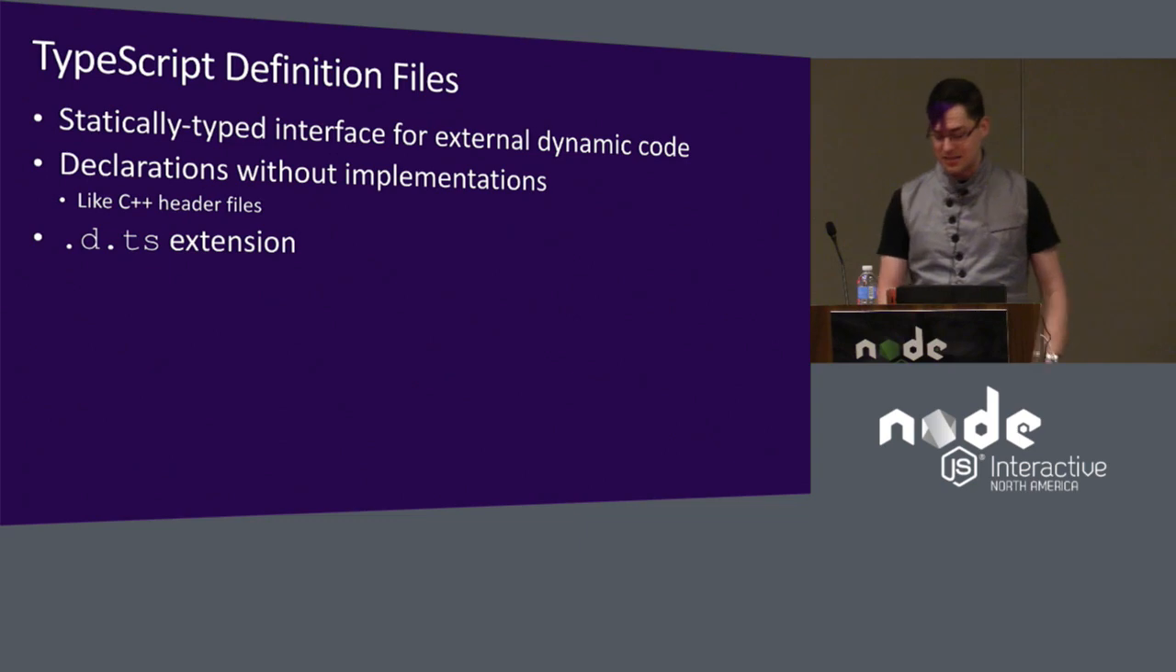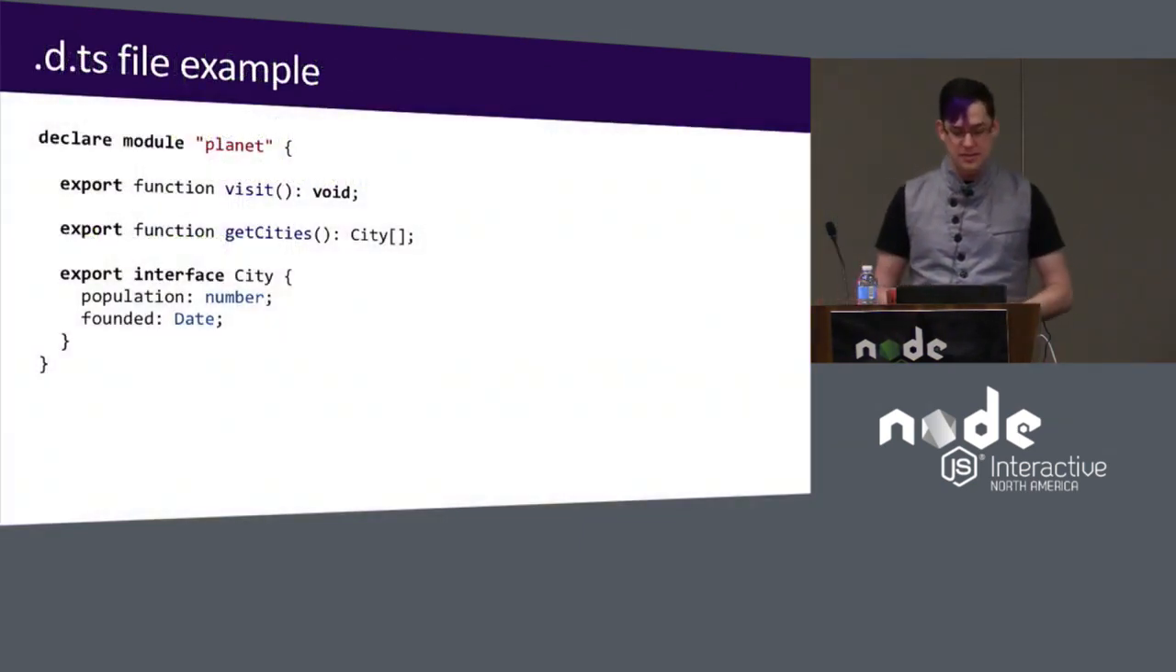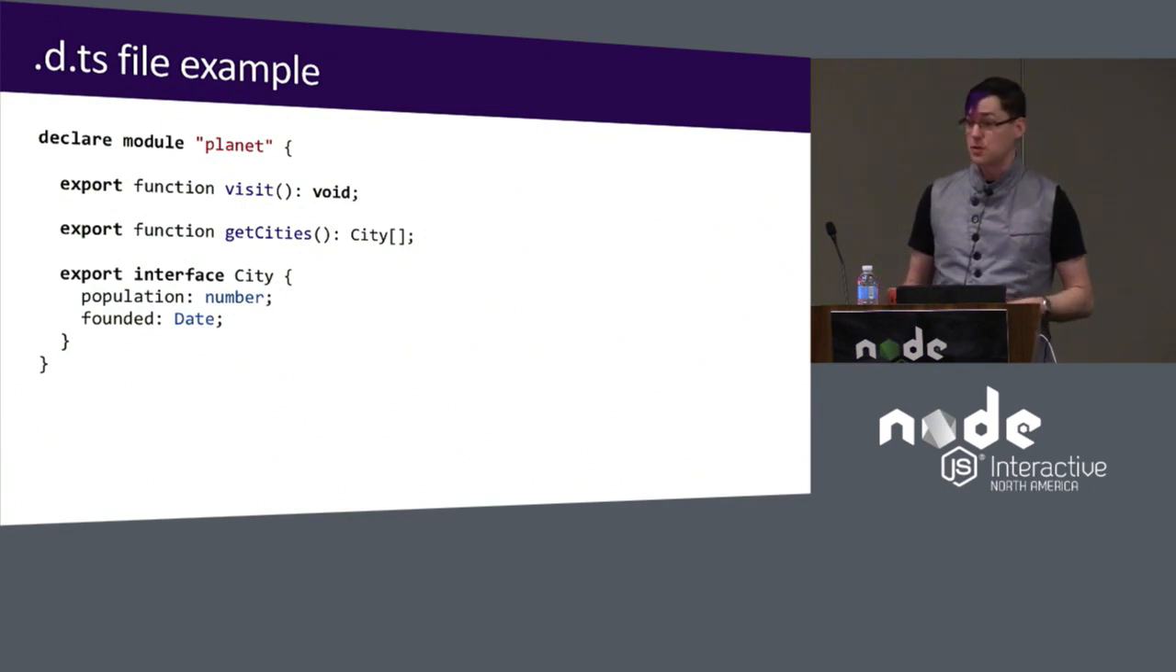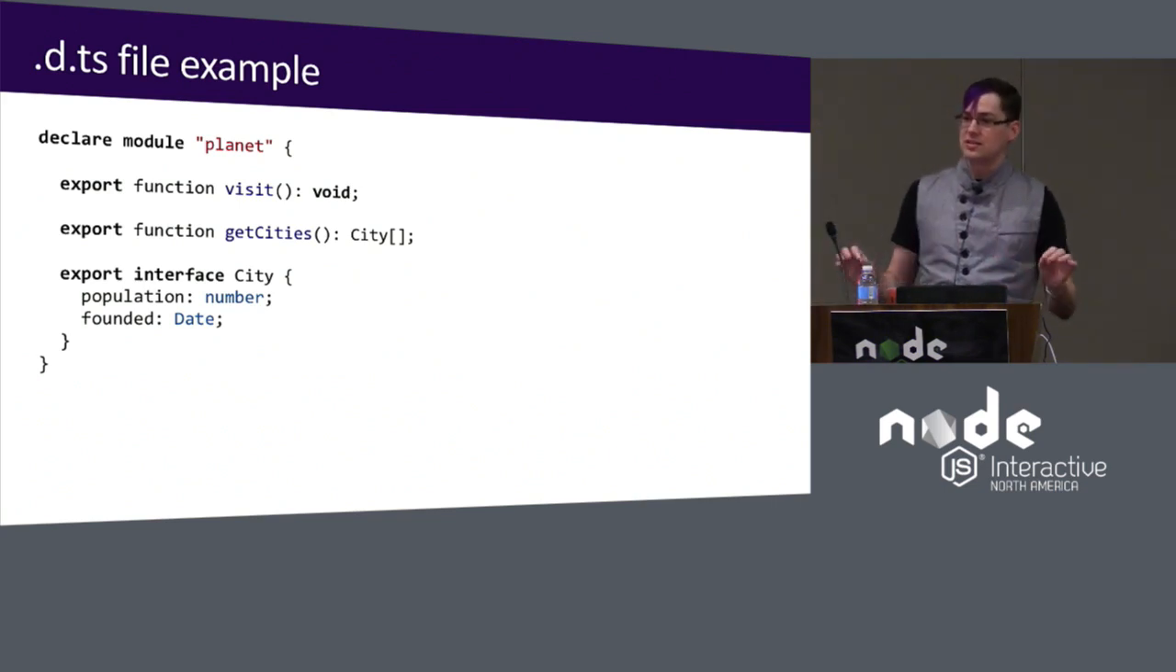And they have a d.ts extension. So this is what it looks like. It says we're going to create this definition file for this module called Planet. It's going to have a couple of functions on it and an interface that gets exported. But you notice these have no implementation. It's just the signature. And that's enough for TypeScript to give you types and auto-completion and all that kind of great stuff. Which is awesome.